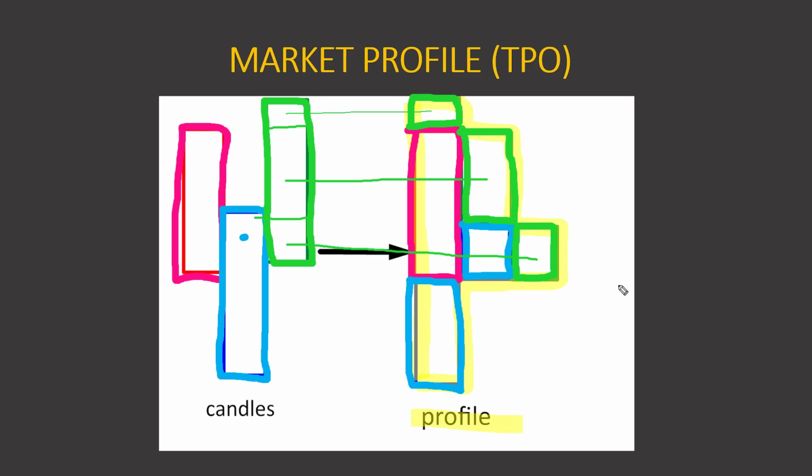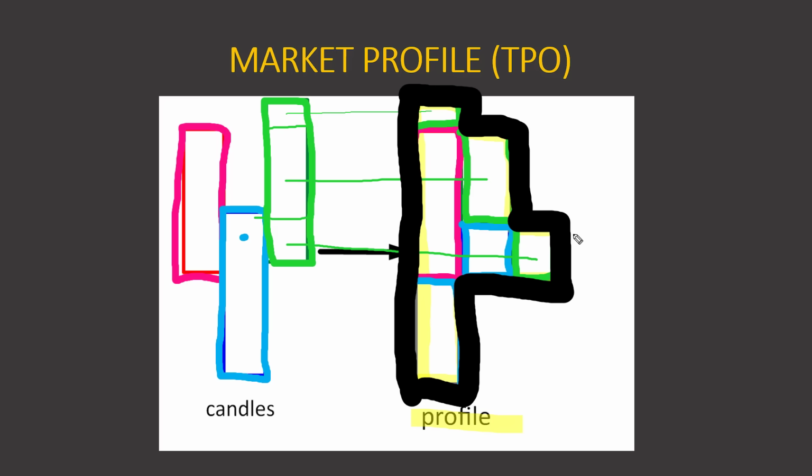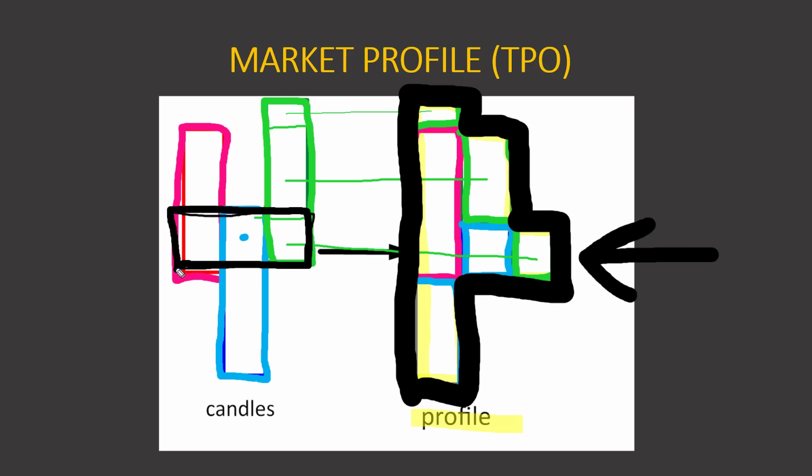And the final outline, the final shape of the TPO profile, will be this. So, in this case, the heaviest volumes are estimated to be traded at this price level. This is the place where the price was for the longest, based on those three candles. Alright, so that's the calculation of the market profile.